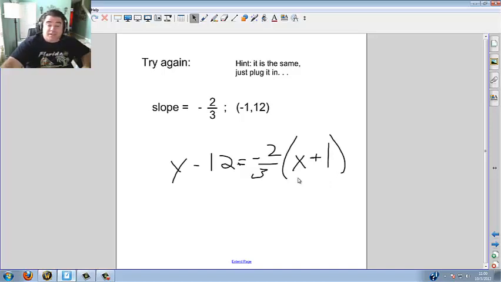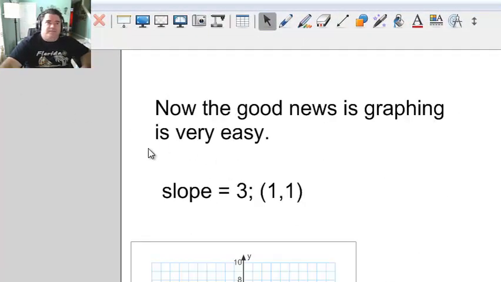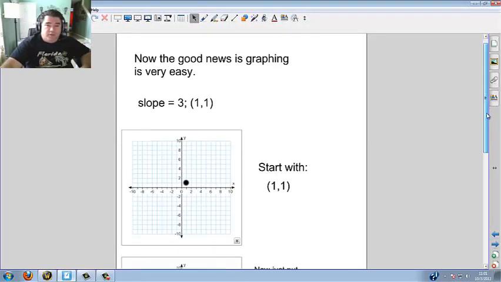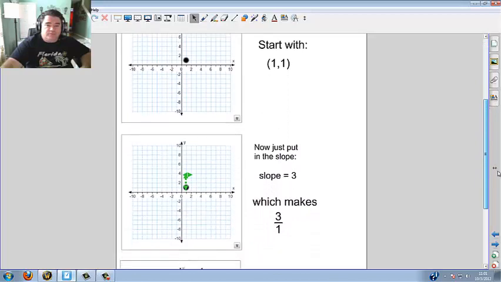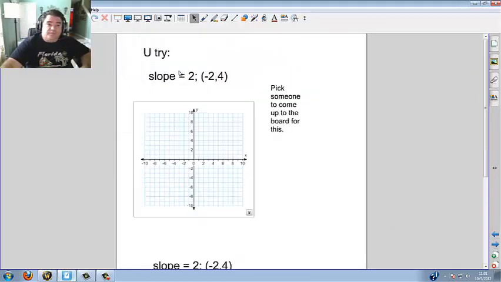Now, could you have x minus negative 1 instead of x plus 1? Well, I suppose, but since 2 negatives make a positive, why don't you just clean it up and make things easier on everybody? Now, the good news is graphing is very easy for this. Suppose you have a slope of 3 and you're at 1, 1. Well, okay, I'm at 1, 1, and I'm going to go up 3 over 1, as this shows. Pretty simple. That's all you need to do for graphing.